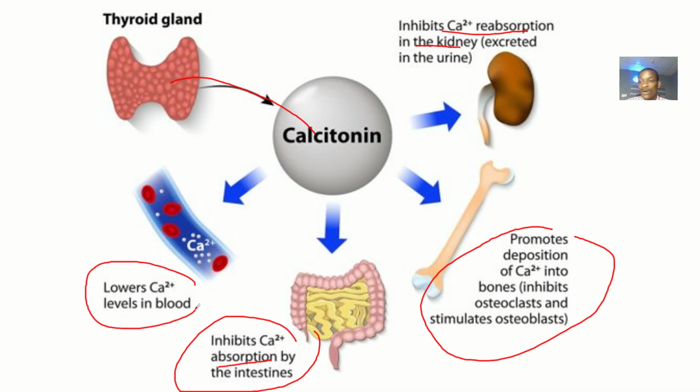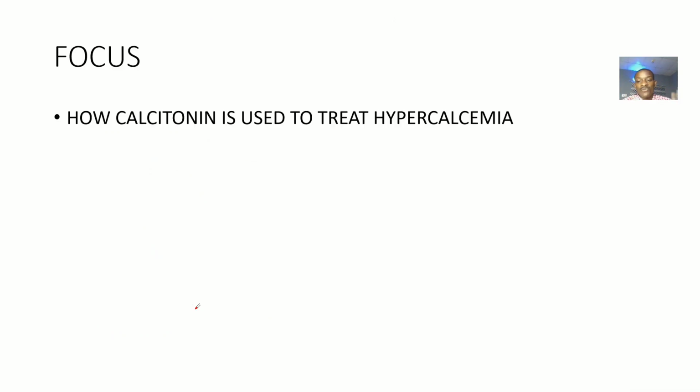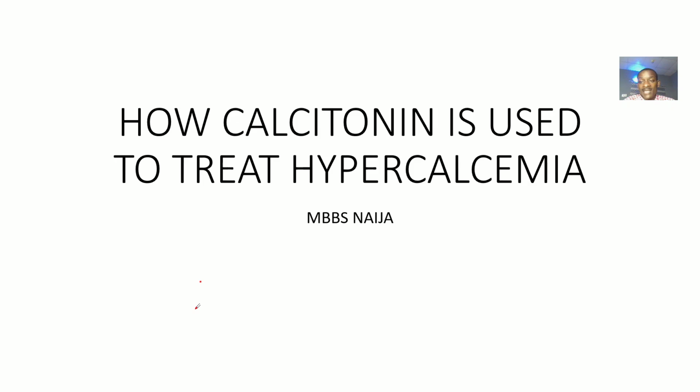Then ultimately it will lower calcium levels in the blood, because calcium is being locked in prison in the bones, calcium is being excreted in urine, and calcium is not being absorbed in the intestine. That means it's being defecated. All right. So it will ultimately reduce calcium levels in the blood. This is how you can use calcitonin to treat hypercalcemia. See you guys pretty soon.